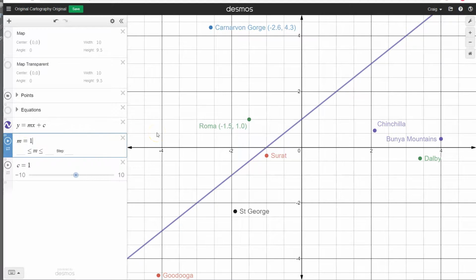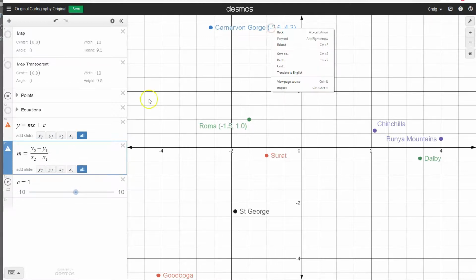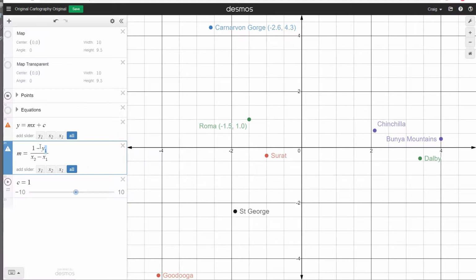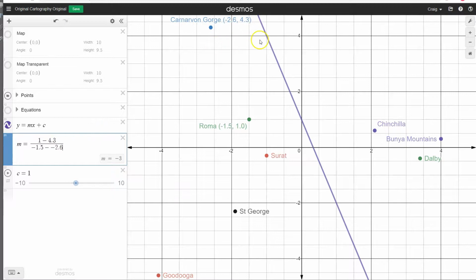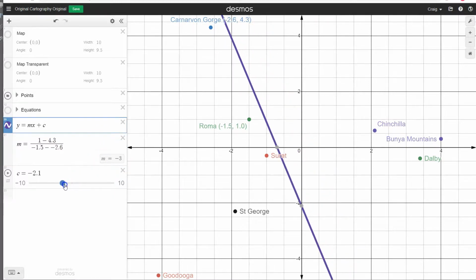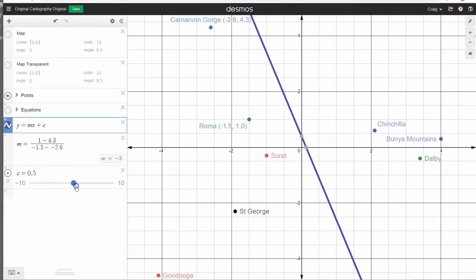Now for m, I'm going to go 1 over 1, and then I'm going to look at the 2 points here. Remember that we're going to have y2 take y1, and then x2 take x1. What we need to do is replace these values here directly with the values here and here. So y2 is going to be 1, y1 will be 4.3, x2 is negative 1.5, and then negative 2.6. Perfect. And what we've got is a line that looks to be okay. Now if I move this slider down, we'll find that will indeed equal negative 3.5, but I'll show you how to do it by putting the values in.